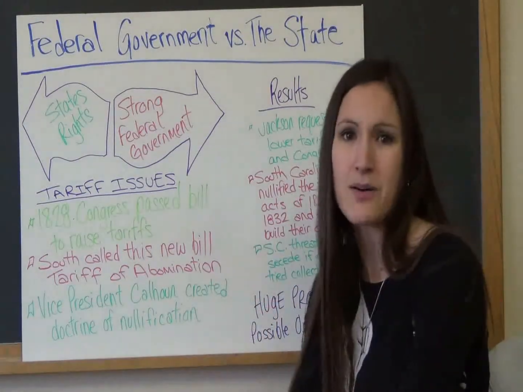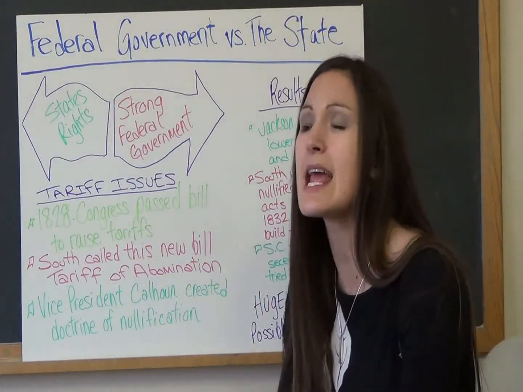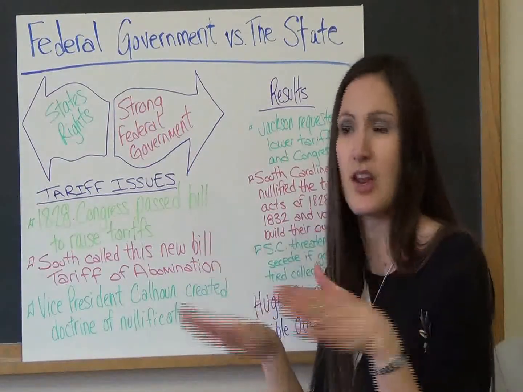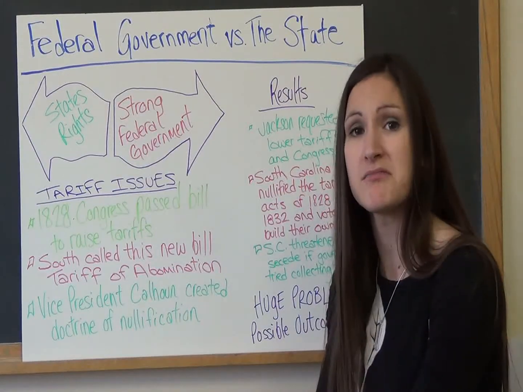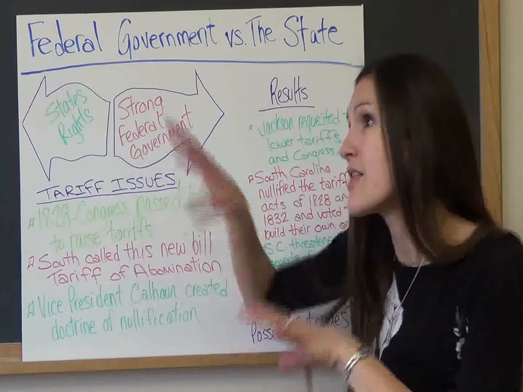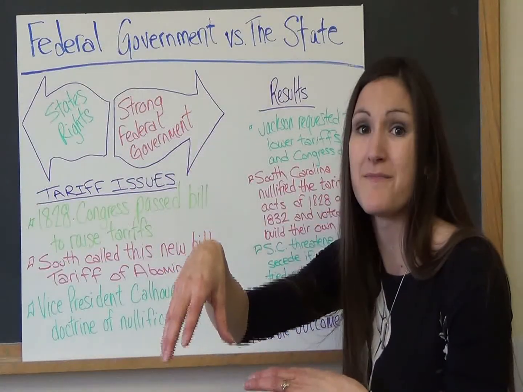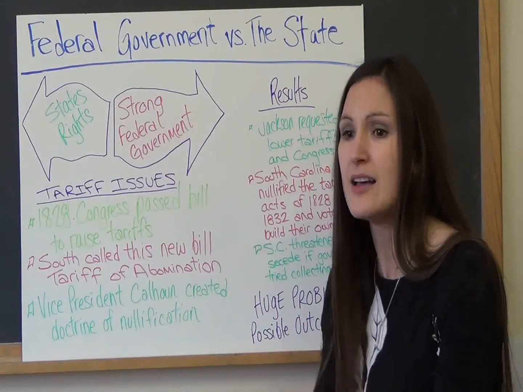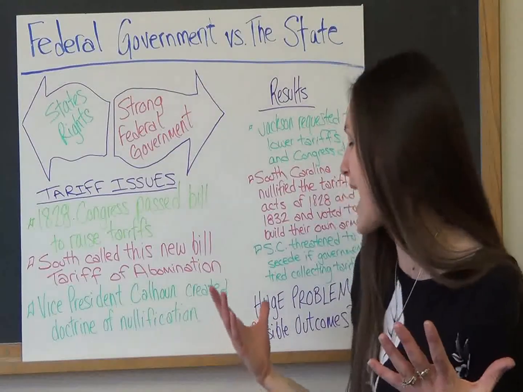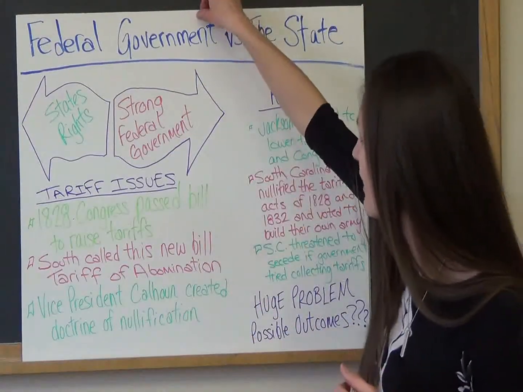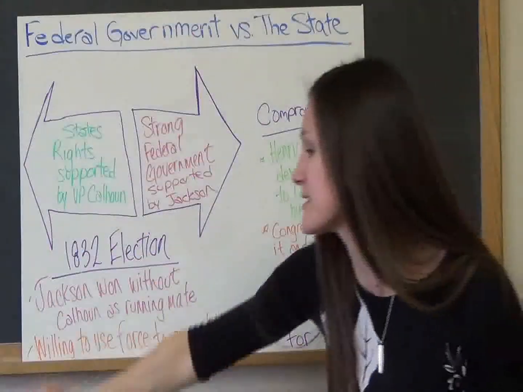Think of the possible outcomes. So what if a state could nullify a federal law? They didn't like it, so this state just decides not to follow it, or that state doesn't follow this federal government law. So there were many debates about what should be happening, and we'll see the conclusion.